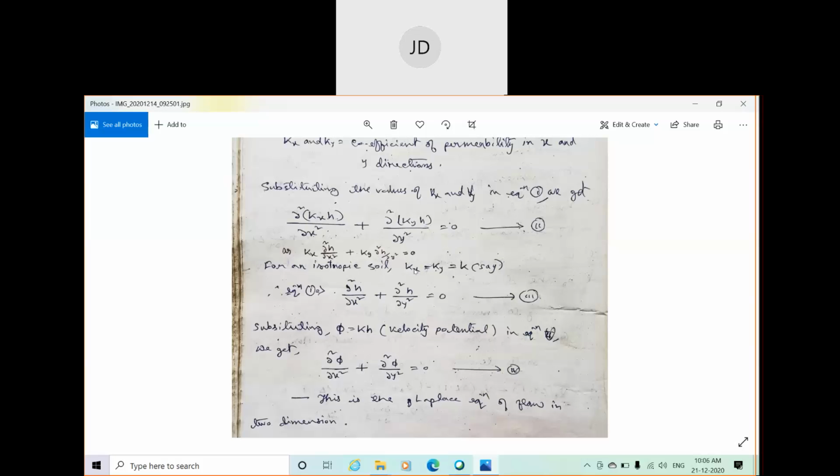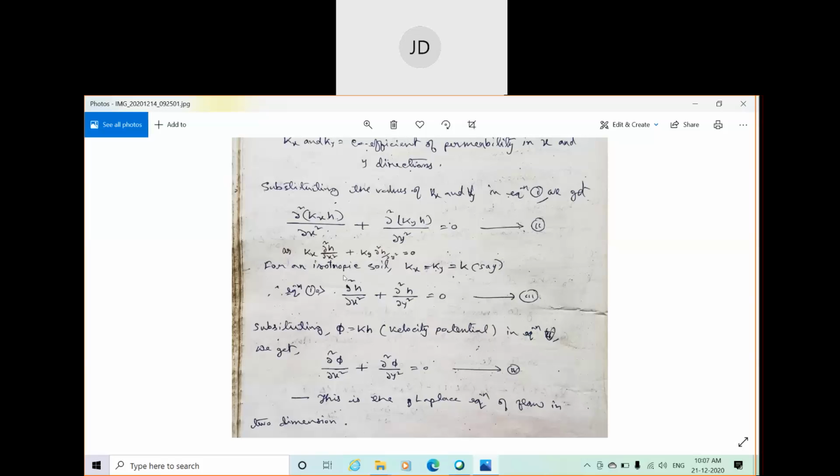So we can replace kx and ky with k, since they are constant. So we can cancel out the value k. So only for isotropic soil, this particular Laplace equation can be written as: del square h by del x square plus del square h by del y square equal to 0. And this particular equation is only valid for isotropic soil. Remember this, since this particular k term is neglected. Why neglected? Because kx and ky eliminate each other, since they are the same for isotropic soil.